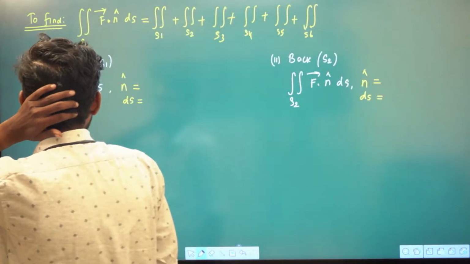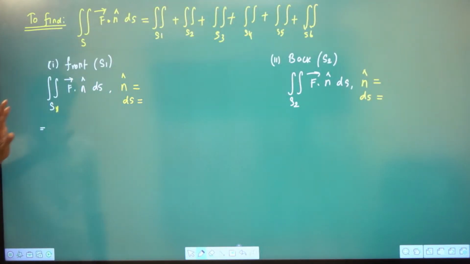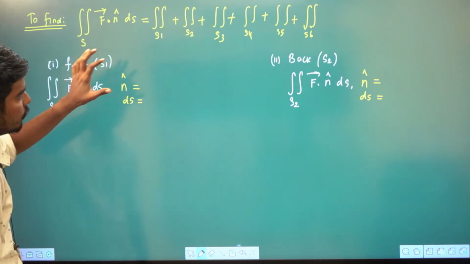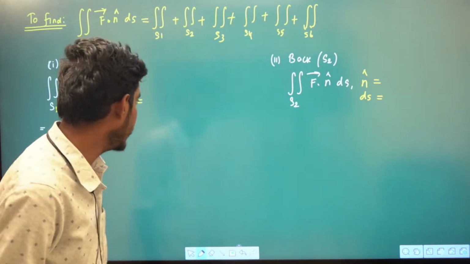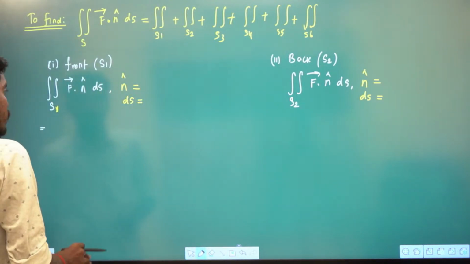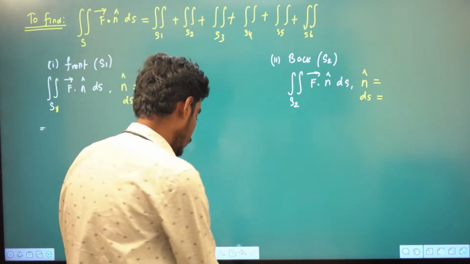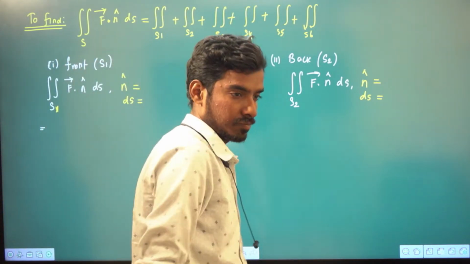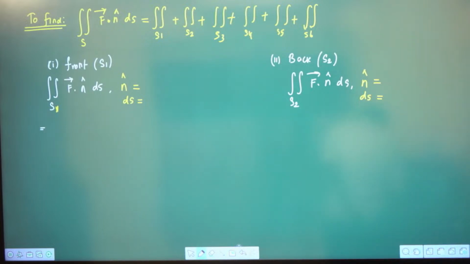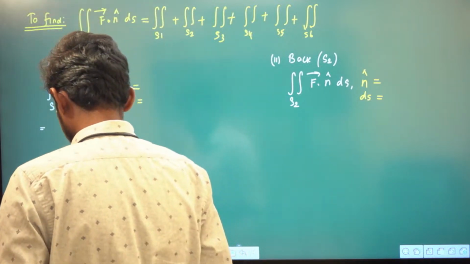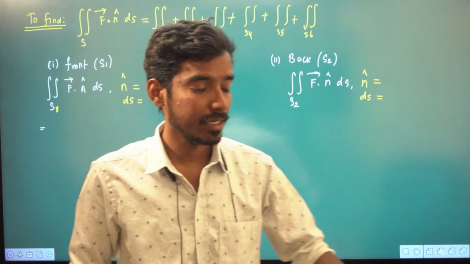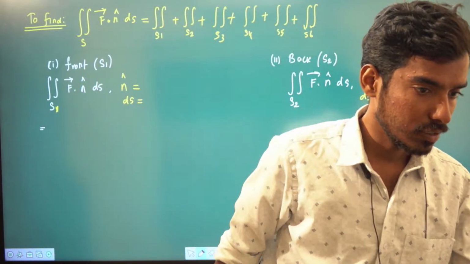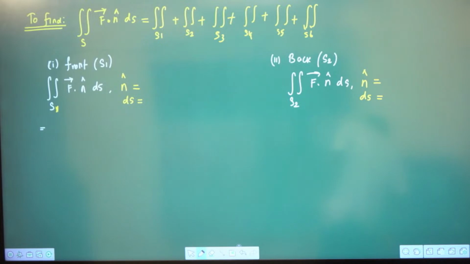Now you take the front face. For front face and back face, how to find n cap and dS? Let me take one cube and then I will explain. For all the problems based on cubes and cuboids, you will have only this idea. You can memorize this later, but you have to know why n cap and dS.